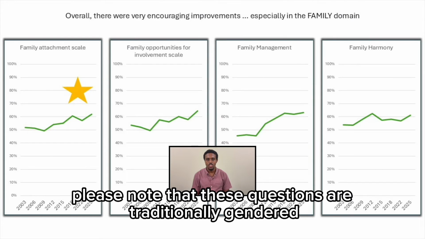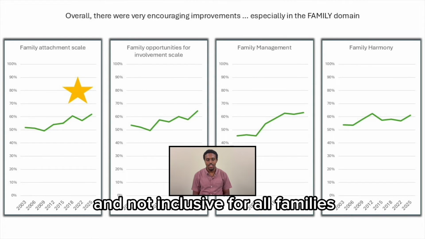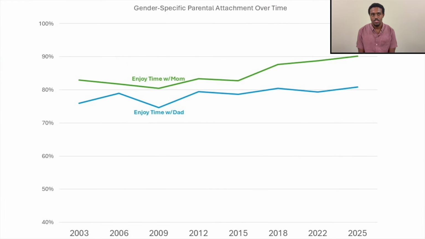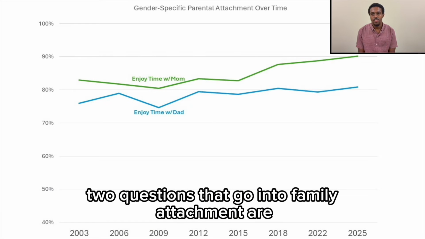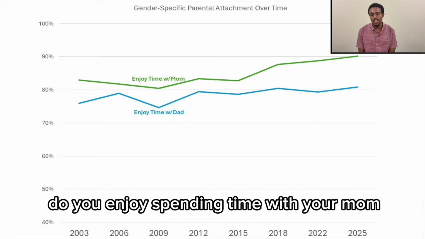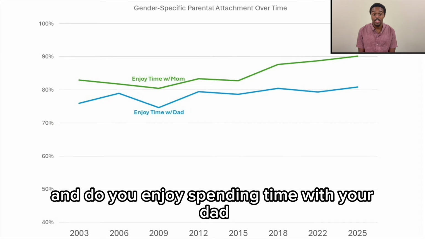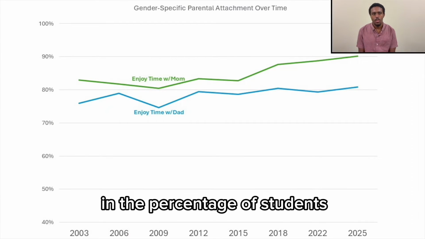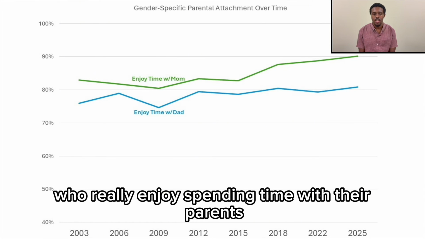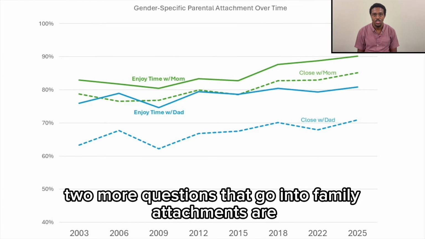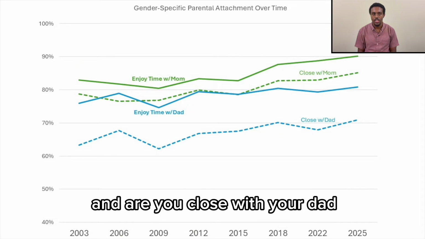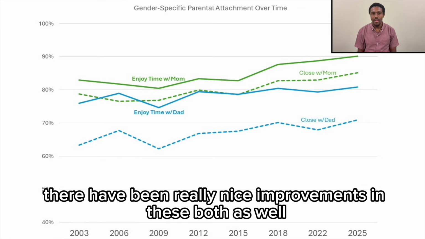Please note that these questions are traditionally gendered and not inclusive for all families, and we recognize that this is a limited survey. 2 questions that go into family attachment are: do you enjoy spending time with your mom, and do you enjoy spending time with your dad? And it's really encouraging to see these big increases in the percentage of students who really enjoy spending time with their parents. 2 more questions that go into family attachment are: are you close with your mom, and are you close with your dad? And again, there have been really nice improvements in these both as well.